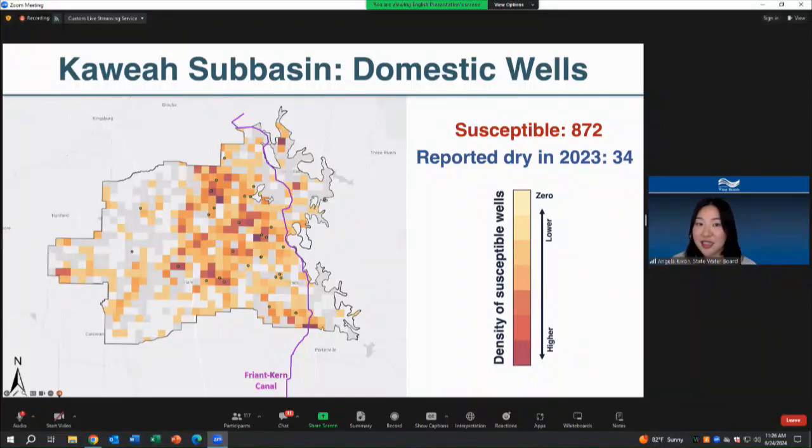The Kaweah subbasin has 872 domestic wells that are at risk of going dry in a future drought. This map also shows where 34 domestic wells did go dry in 2023. These dry wells are marked on the map as small green circle points and were reported to the Department of Water Resources as part of a voluntary dry well reporting program.